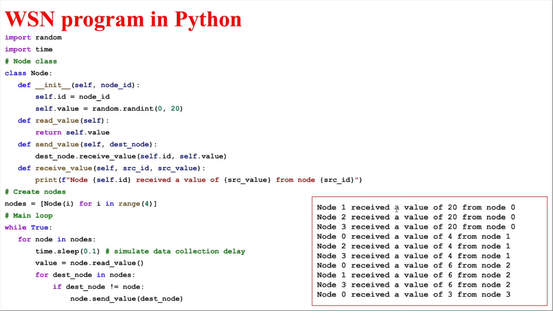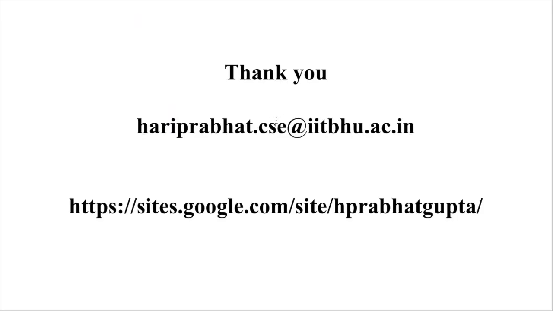One node receives a value 20 from node 0, node 2 also receives, node 3 also receives, then node 2 receives the value from node 1. So each node can transmit values to each other. This is a toy example of how we can create a node, how we can transmit a value, how we can receive a value in a wireless sensor network, and how we can write the program in Python. So this is all from my side.